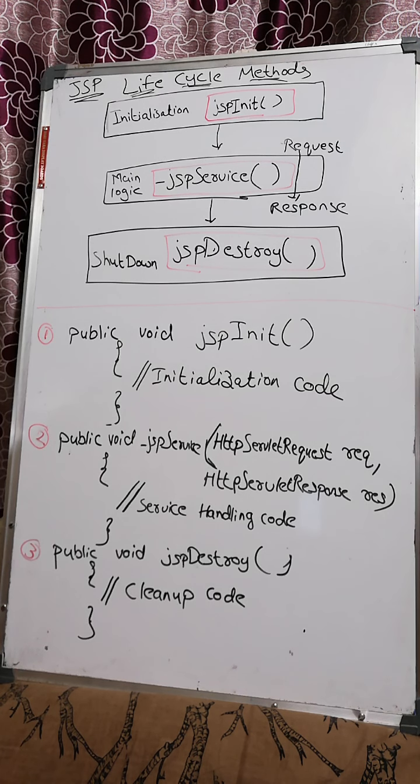Life cycle methods of JSP. So already in the previous video we have seen the total life cycle of a JSP. Total two phases are there in the life cycle of JSP. They are translation phase and the request processing phase.